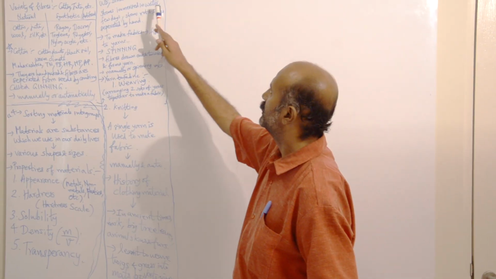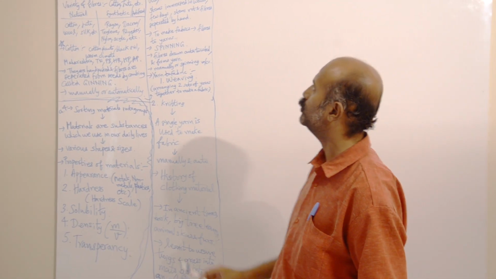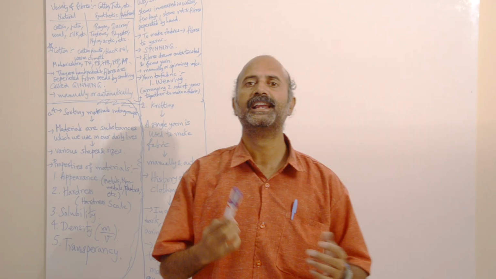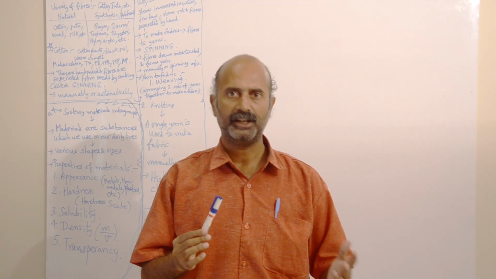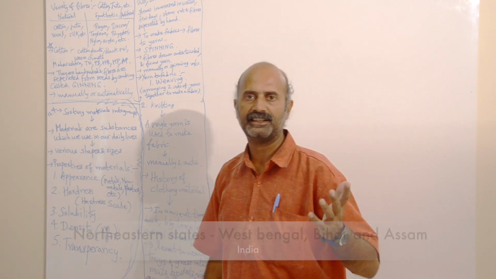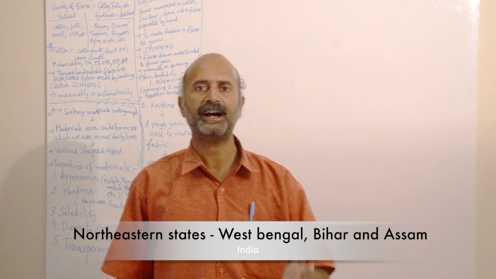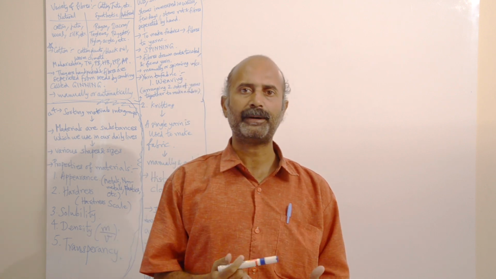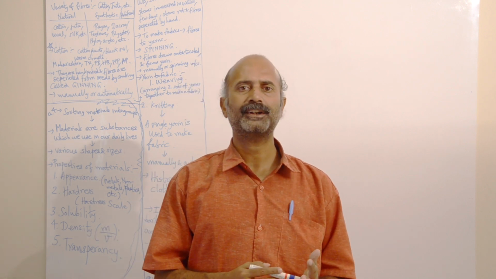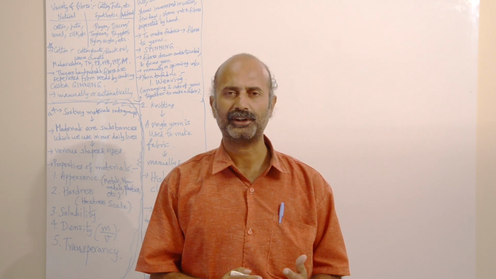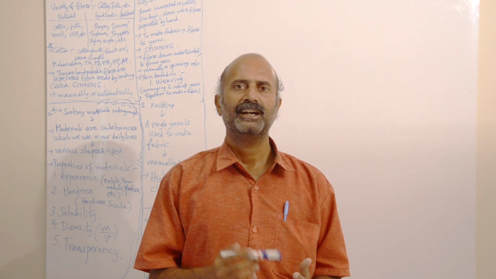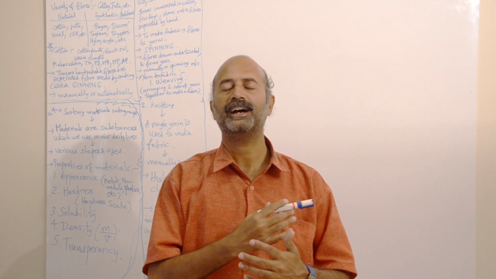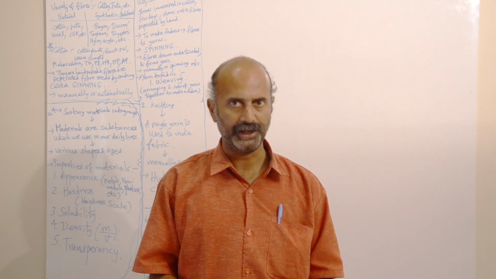Now after cotton we come to jute. India is the second largest producer of jute after Bangladesh. Bangladesh is the number one producer of jute fabric worldwide. Jute is mainly manufactured in the northern states of West Bengal, Bihar and Assam. In the rest of India, the climate is not suitable for jute plants. That's why we are ranked second in jute production. We produce millions of tons per year.